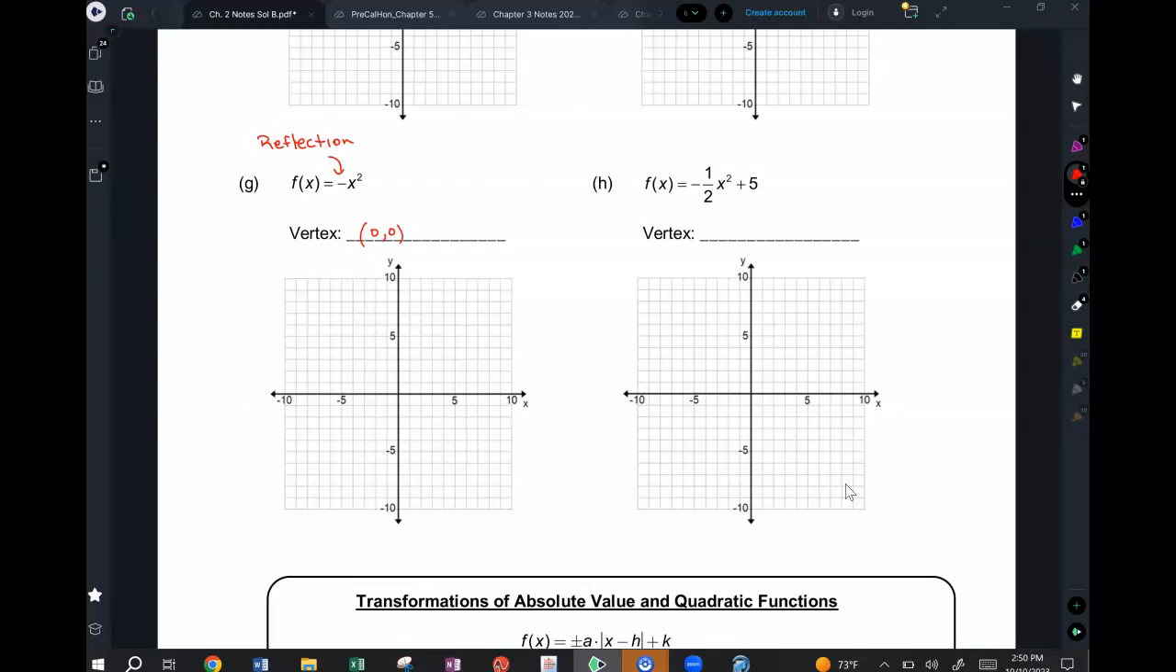Let's go to the next one for a minute. What does this plus 5 do to the graph? Where does it move it? Up 5. What does the negative do to the graph? The negative, it's the same as that negative over there. It's a reflection.